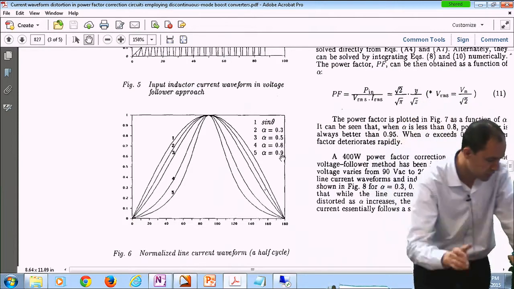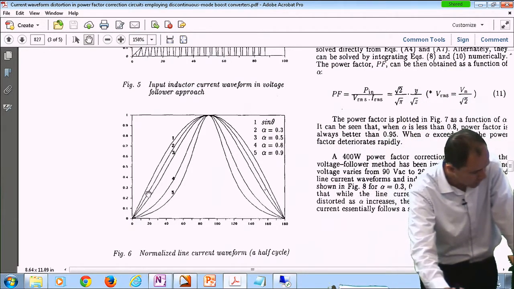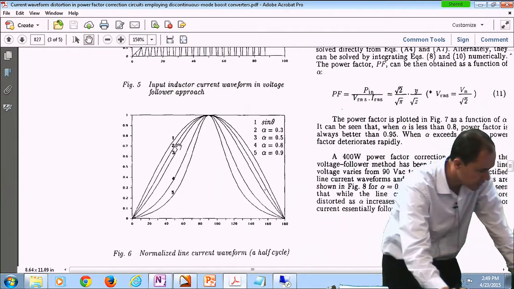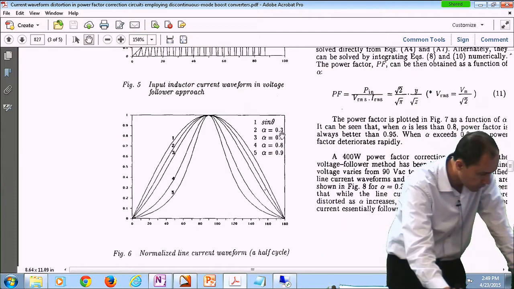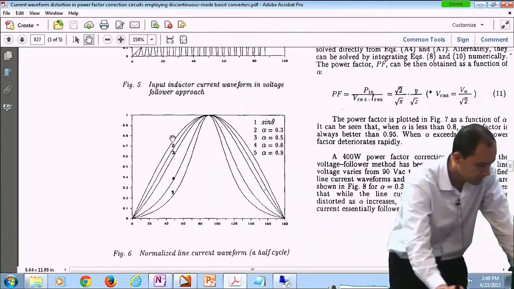Once you make the output voltage larger and larger, alpha gets smaller and smaller, and your current gets closer and closer to an ideal sinusoidal form. For instance, in case 2, alpha is only 0.3, and you can see that it is almost similar to case 1, which is the ideal sinusoidal form.